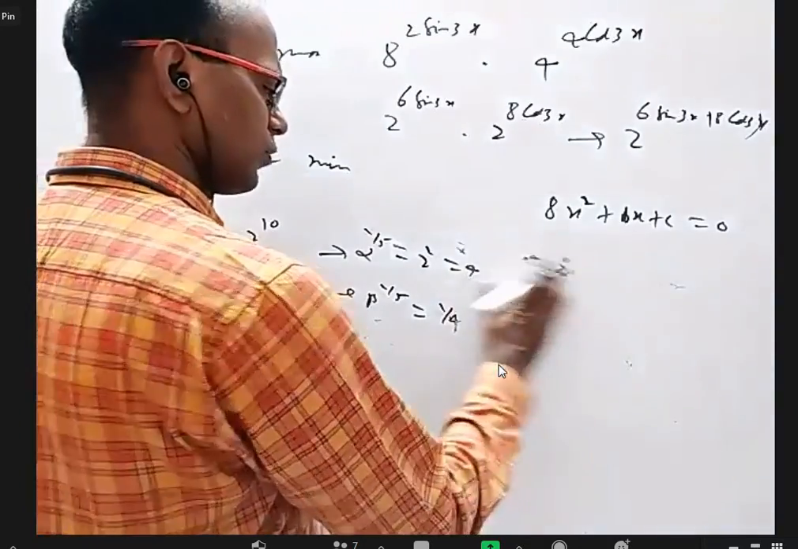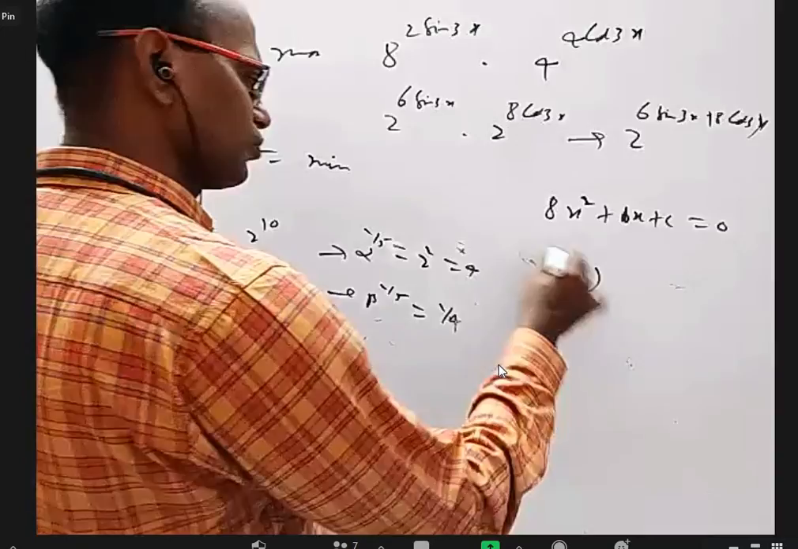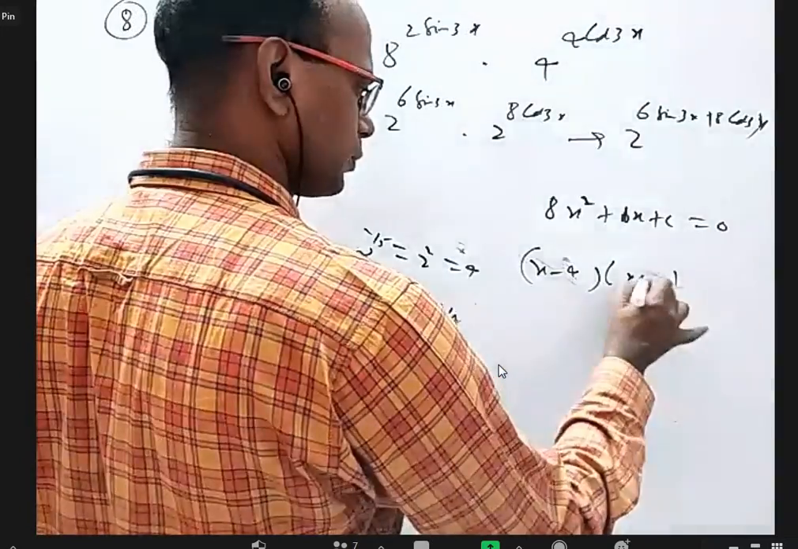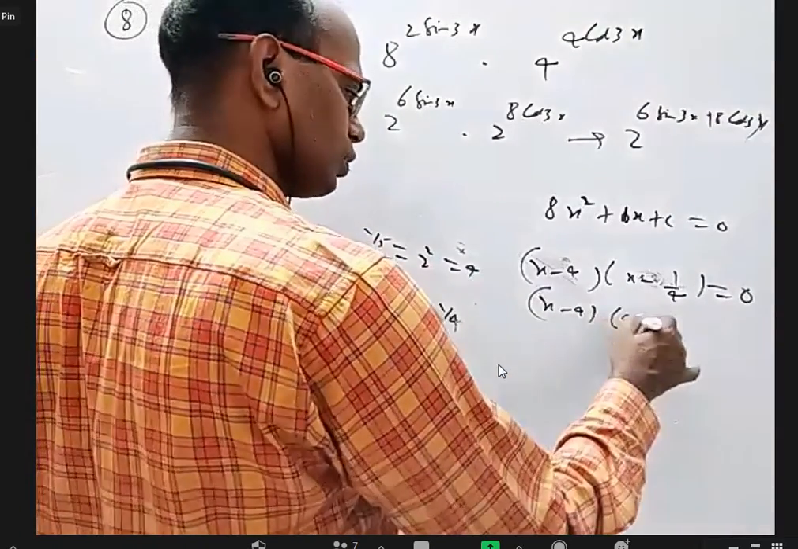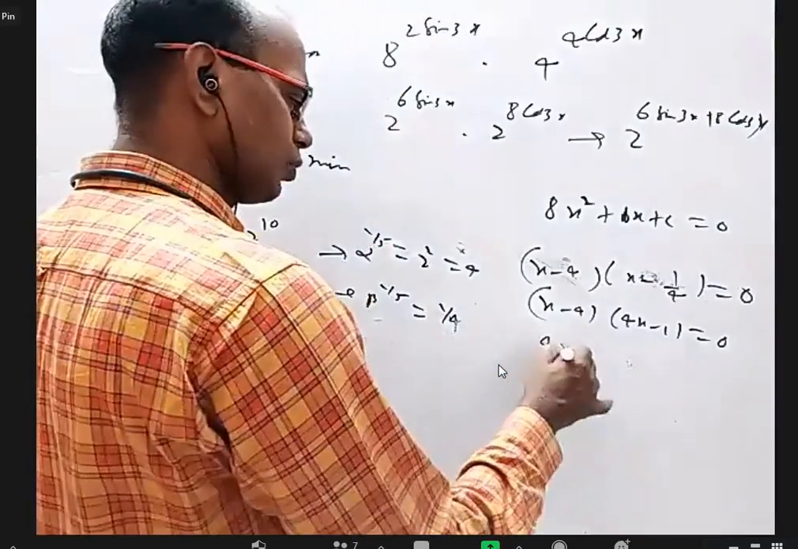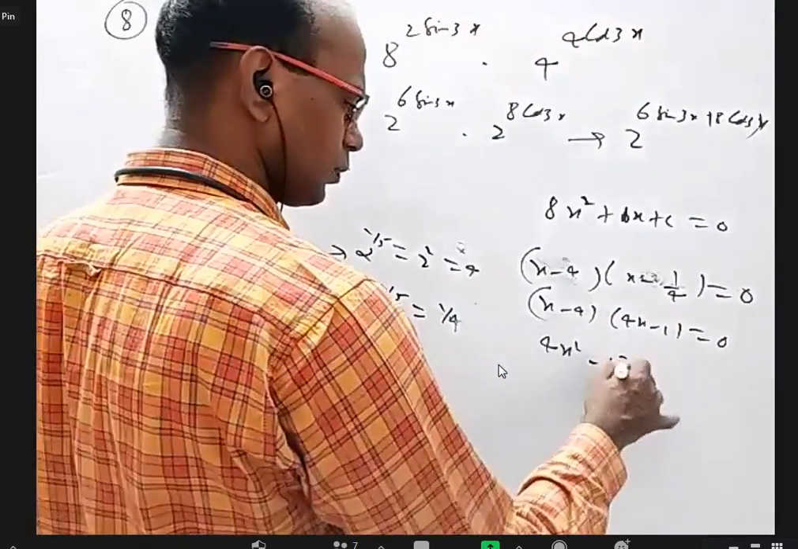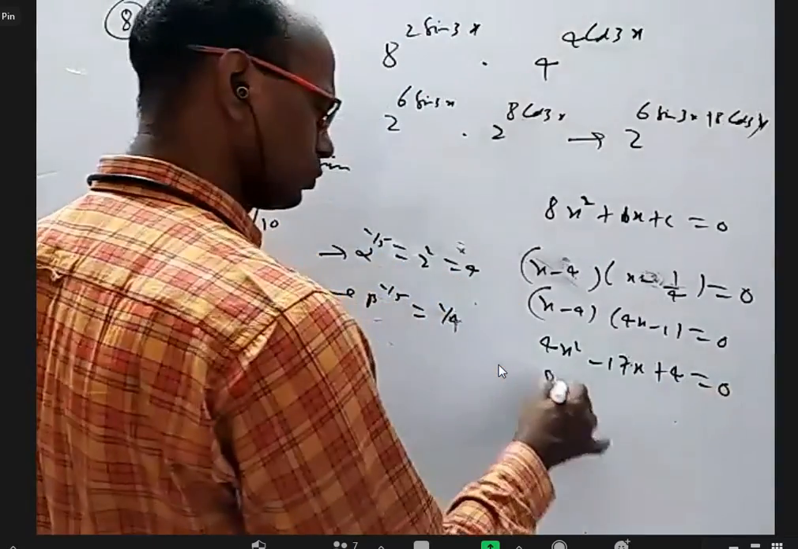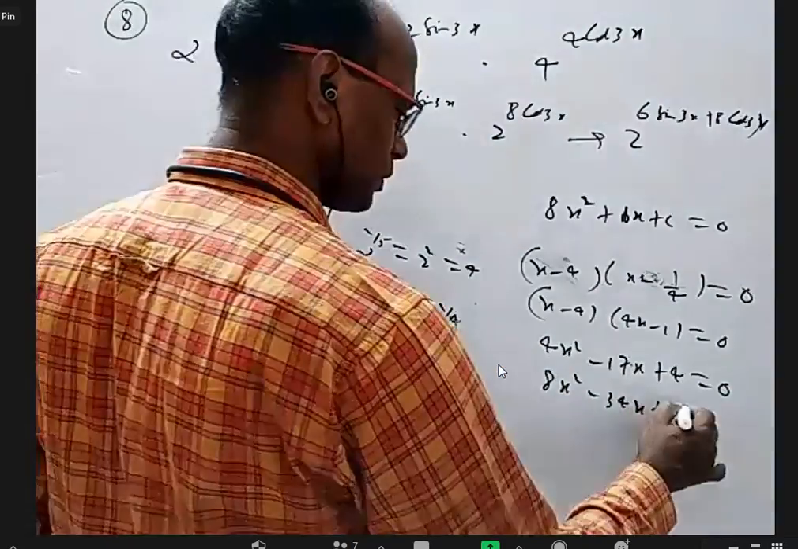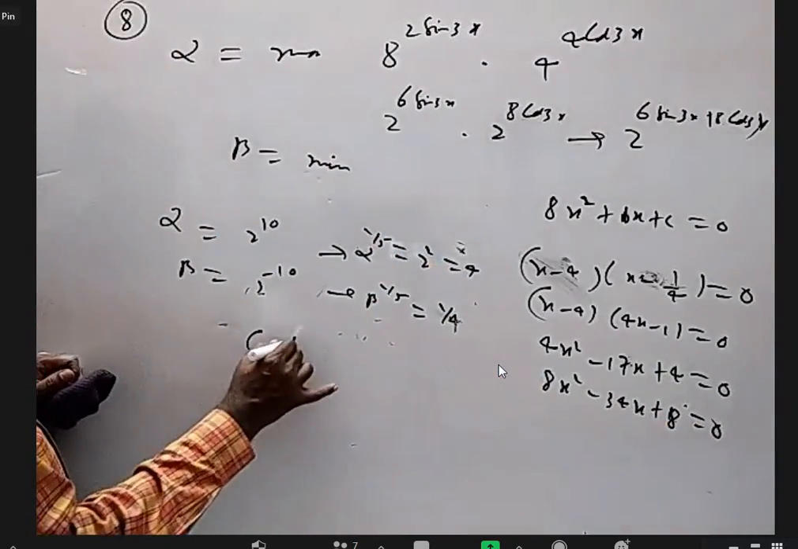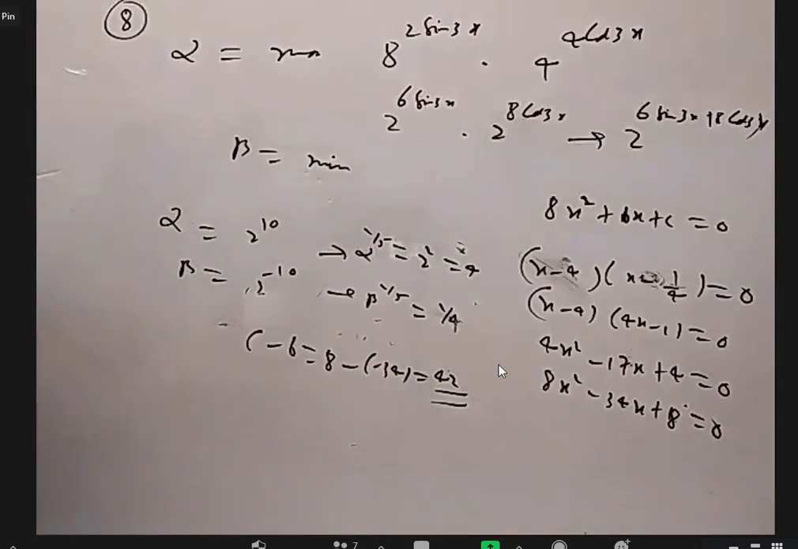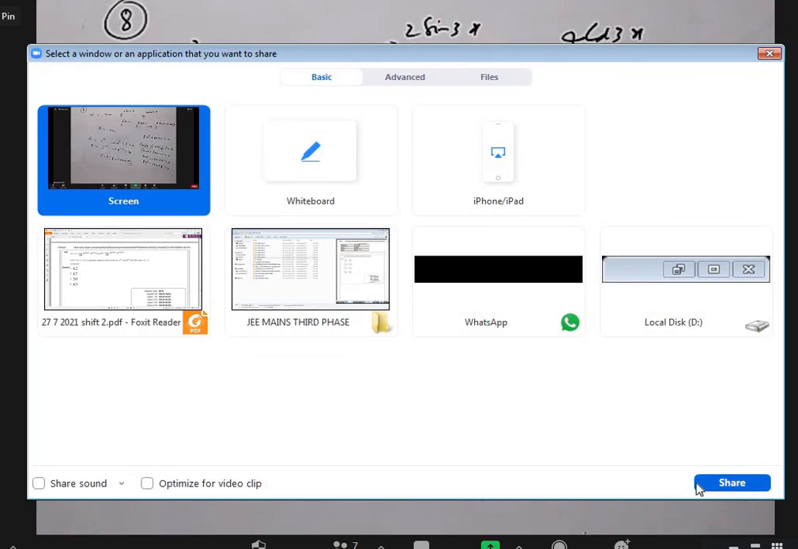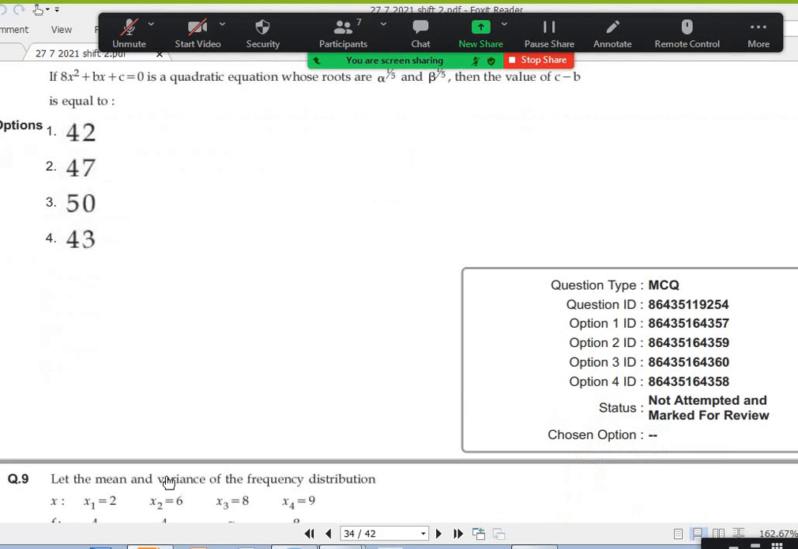Okay, 4 and 1 by 4. Now you can find the quadratic equation. x minus 4 into x minus 1 by 4 equal to 0. So x minus 4 into 4x minus 1, or you can find the common product. Okay, 4x square minus 16x minus 1 minus 17x plus 4 equal to 0. If you multiply it by 2, 8x square minus 34x plus 8 equal to 0. So c minus b: c is 8 and b is minus 34, which will be 42. Yeah, option 1 is there.